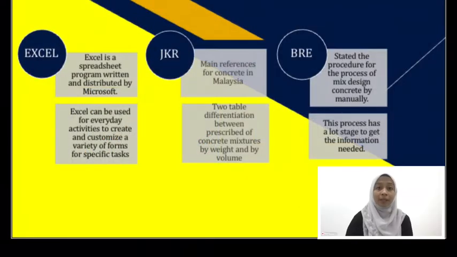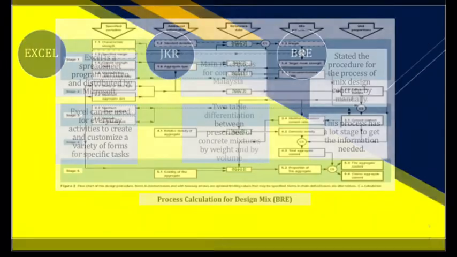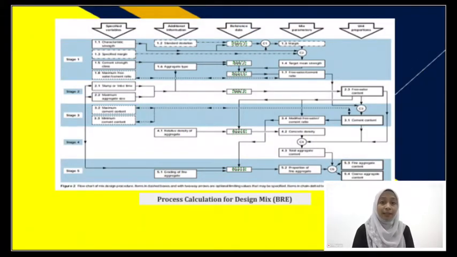In the BRE, we focus on the calculation in design mix. In the design mix for BRE there are five stages, and the stages are recorded step by step. On the next slide you can see the flow chart of the process calculation for design mix. In the flow chart, they are arranged stage by stage, and it is easy to understand how to get the value, when and where to get the value.